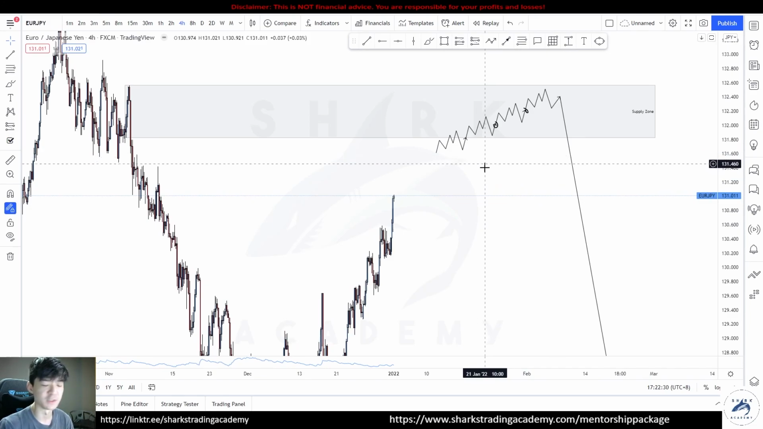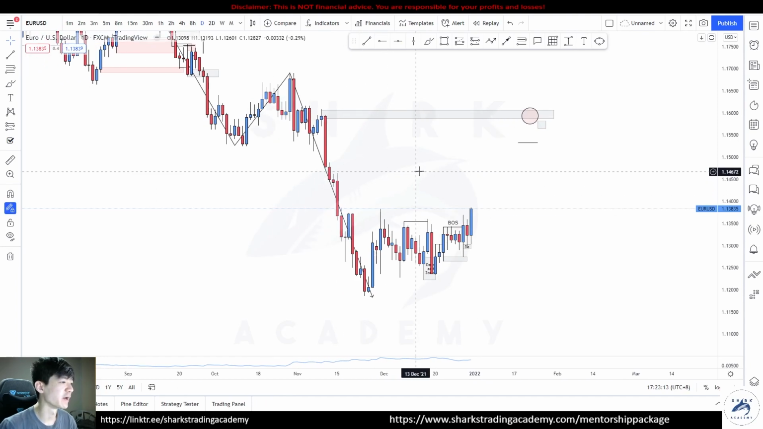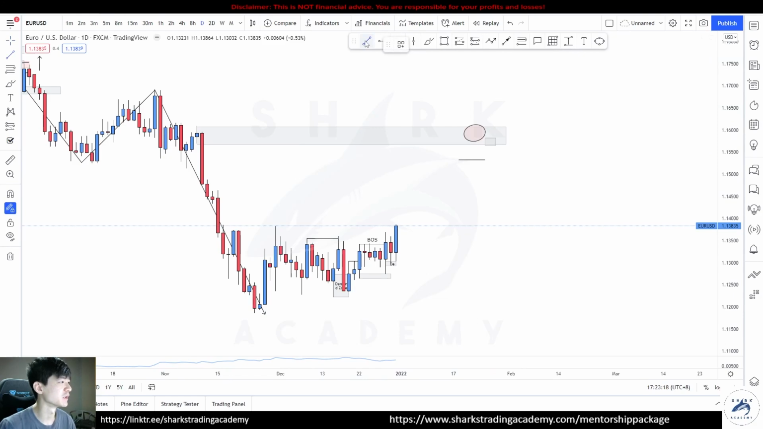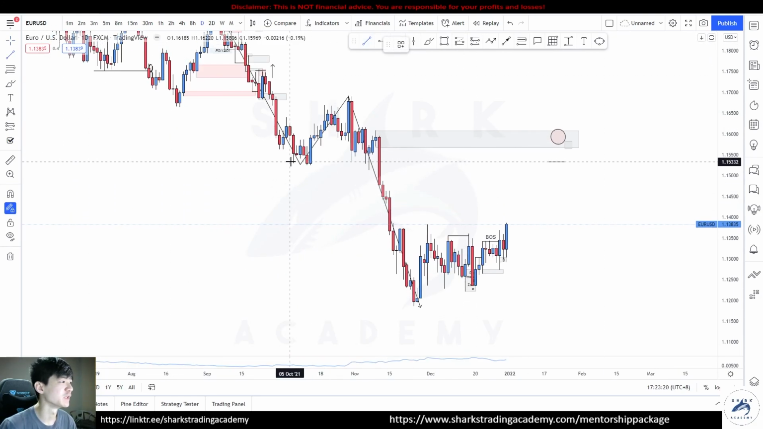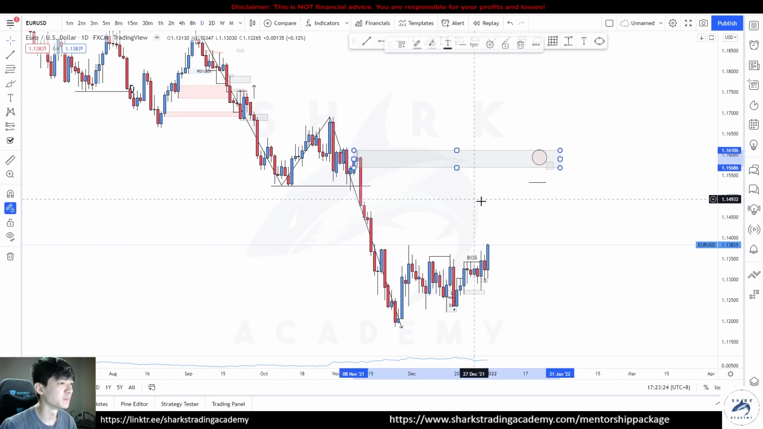This always happens. Next up, for Euro dollar, we are definitely bullish on this pair. And you can see this is the supply I'm looking to sell from, right? Because the previous redistribution phase was here. Okay, so my supply would be over here, and I'm looking to sell here.